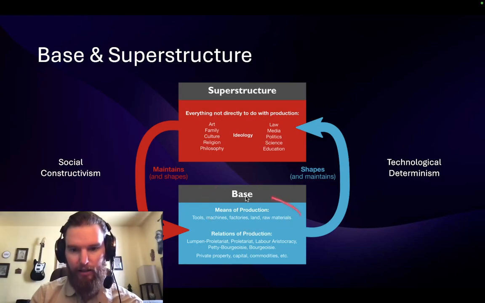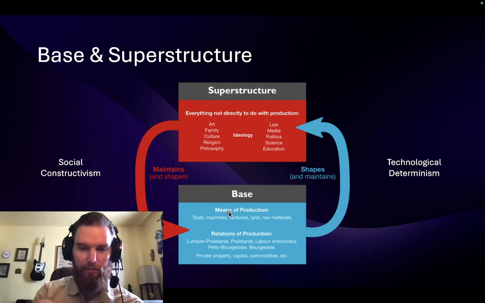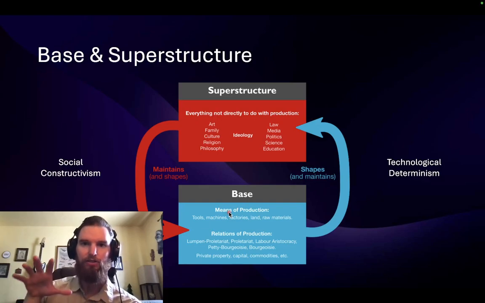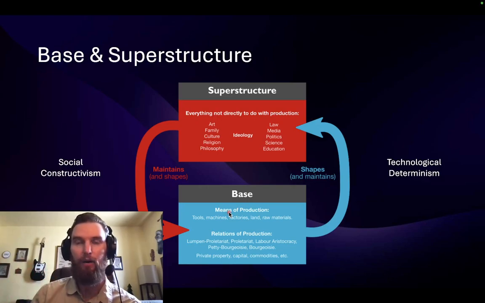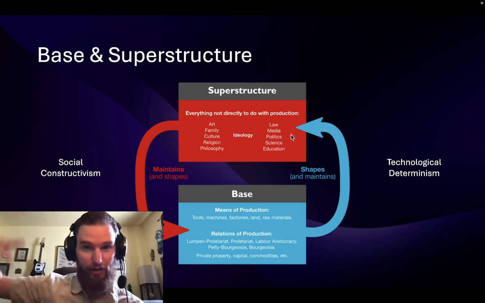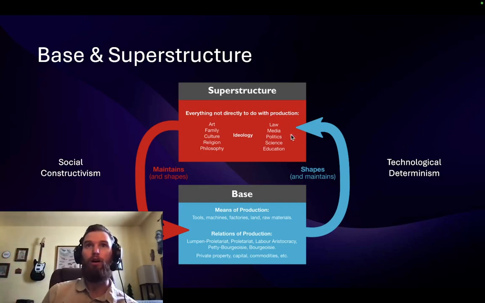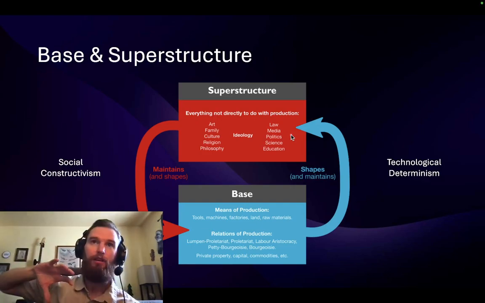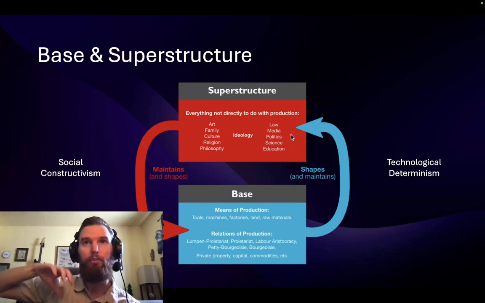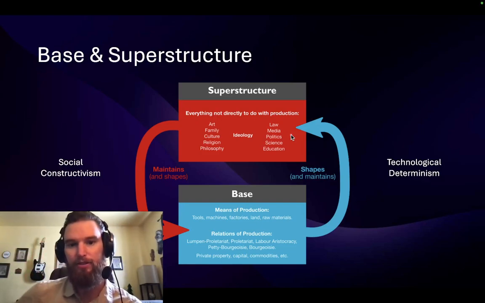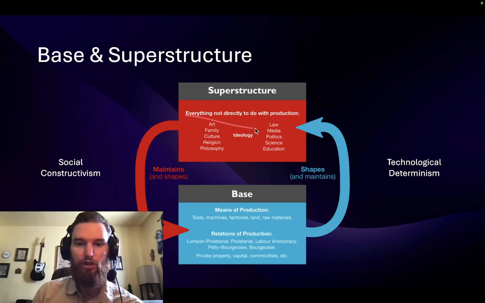Then he believes that the means of production, the base of a society, as well as the relations of who owns the base, right, and how people interact with it, then shapes and maintains the superstructure of society, which are sort of more larger scale, not necessarily metaphorical, but less material things about society. Things like ideology, right? So art, family, culture, religion, philosophy, law, media, politics, science, education.